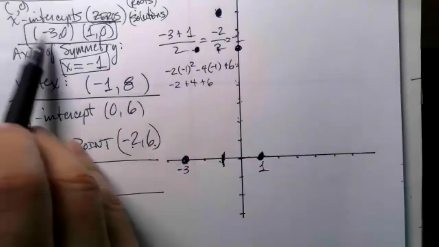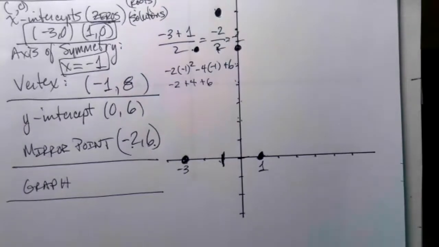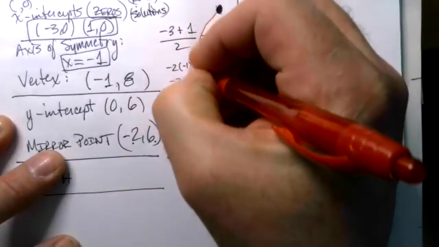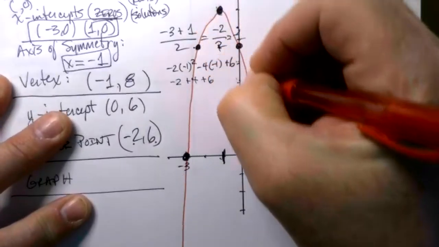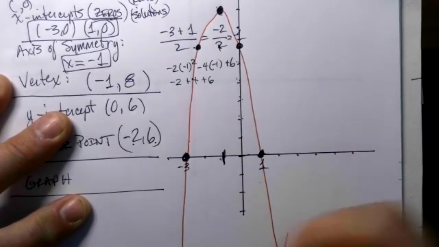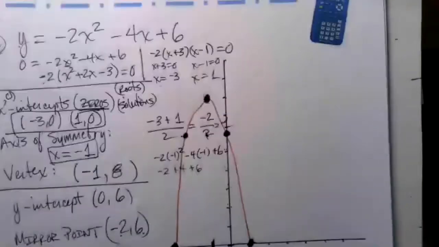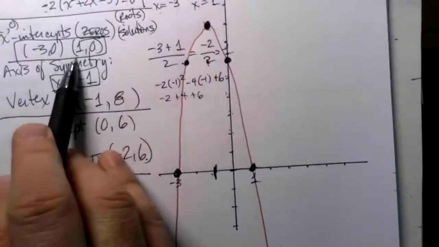So now I have 1, 2, 3, 4, 5 points. I'm going to use that to sketch my graph. Okay, so here comes my graph. And you just eyeball where the points are. Don't get out a ruler for this. It's not straight. It's a curve. And alakazam, we're done.